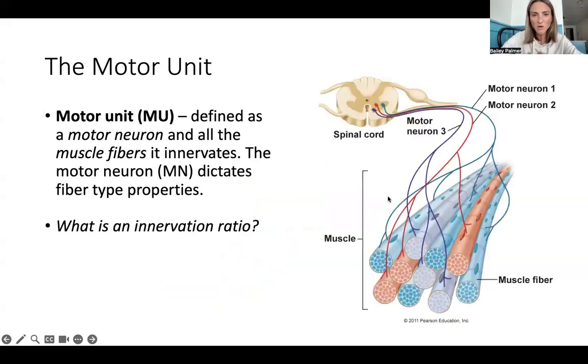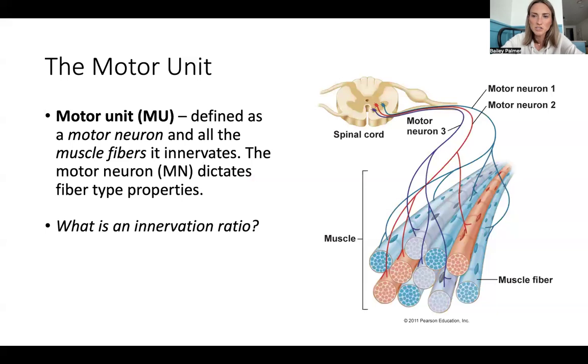Okay, so now on to a topic that we're all new to here, well, maybe not if you've had it in exercise physiology: the motor unit. So I mentioned this last class when we met, defined as the motor neuron itself and all the muscle fibers that it innervates. So the motor neuron dictates those fiber type properties, such as if we're looking at a type 1 or a type 2 fiber.